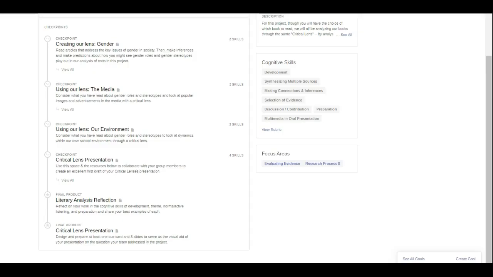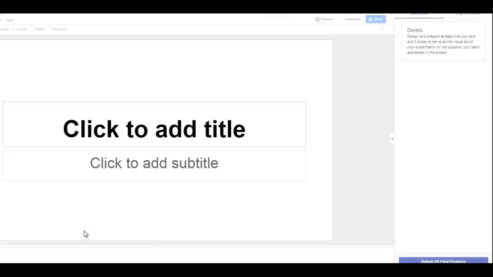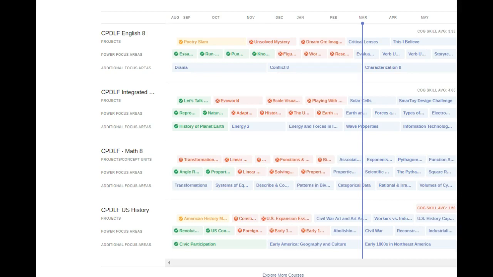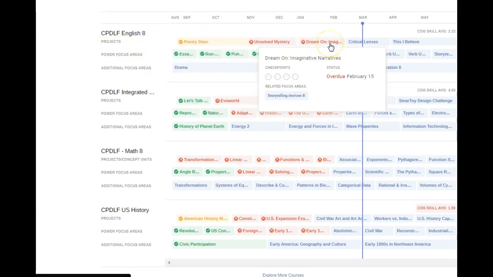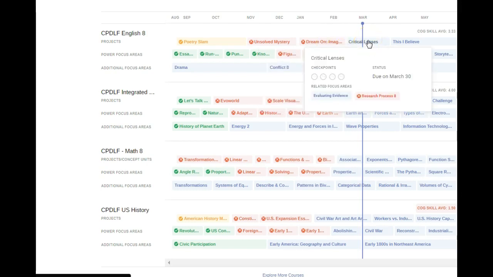And last but not least, when you were doing your critical lens checkpoint here with your presentation, your Google slideshow, I'm going to add those slides. But what are you going to put in there? So there you have it, English learners in 8th grade. If you were with us at the beginning of the year, we had Poetry Slam, Unsolved Mystery, Dream On, and now we're on Critical Lens.